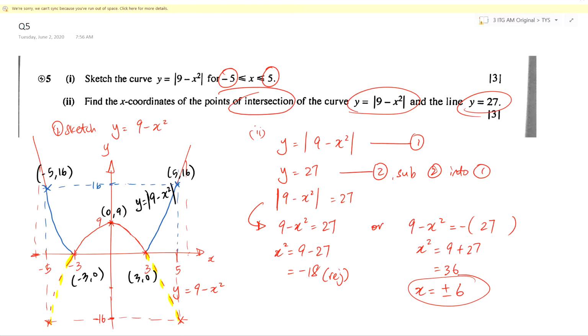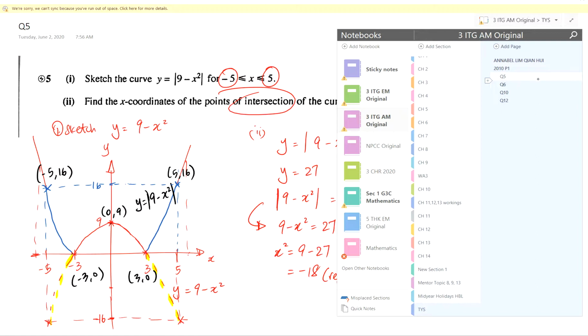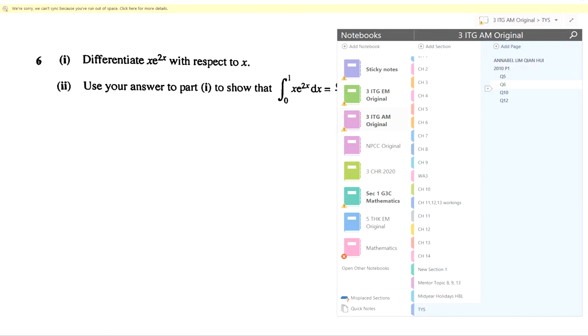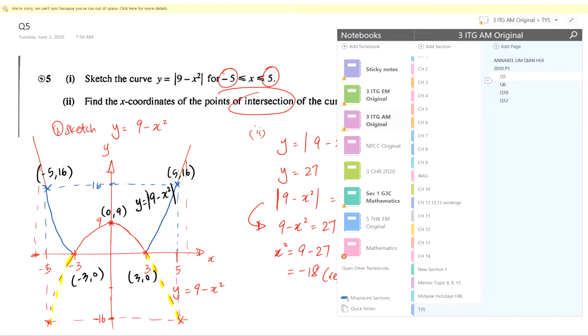Okay? Any questions before I move on to question number 6? Yes? What if you immediately draw the graph without the working?